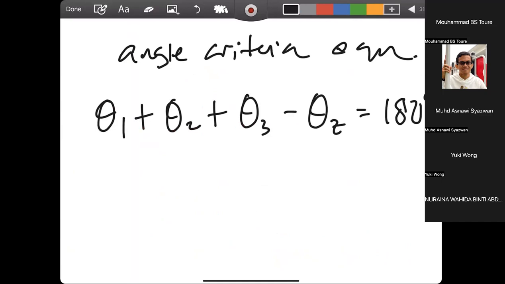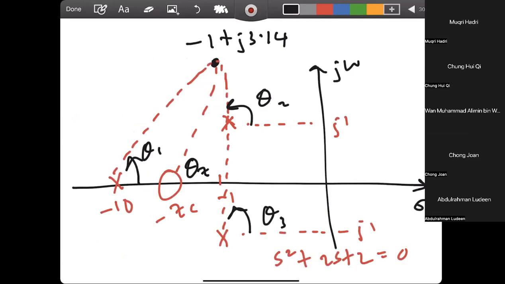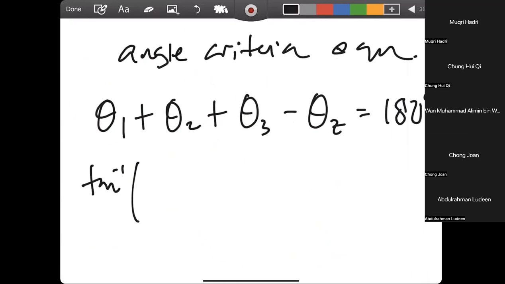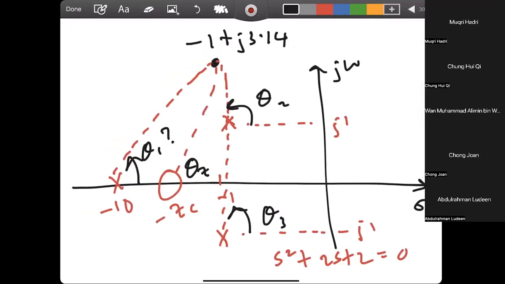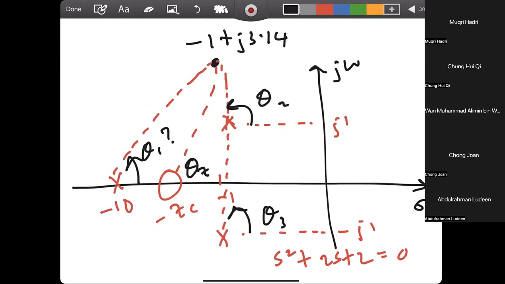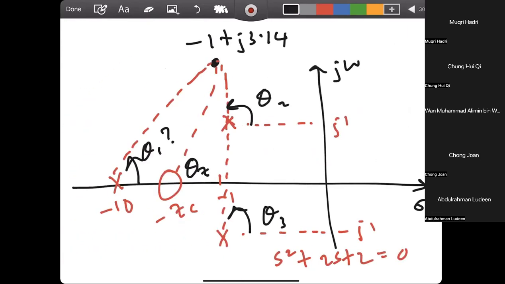So you measure theta 1. Theta 1 is the inverse tangent of 1 over 3.14 divided by 9. Calculate the angle. Then theta 2: you calculate the inverse tangent for theta 2. Theta 2 is easy.